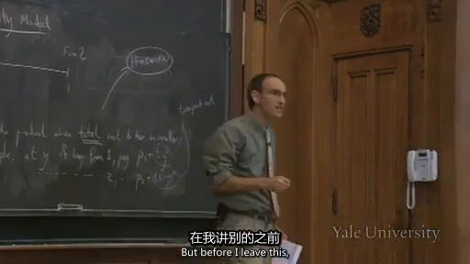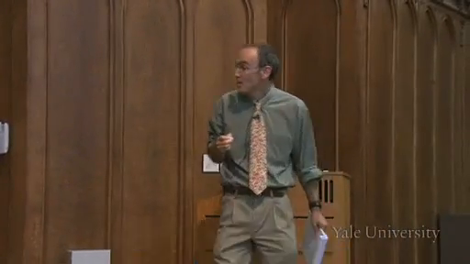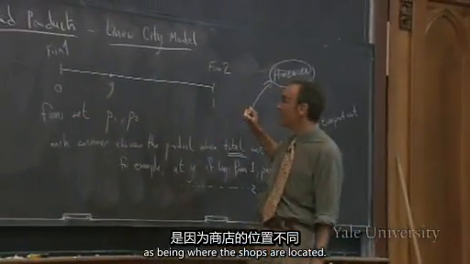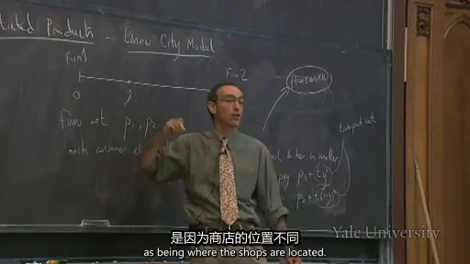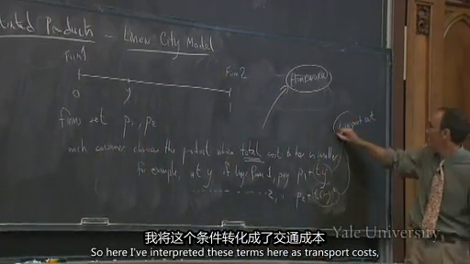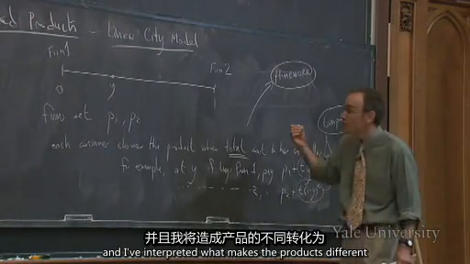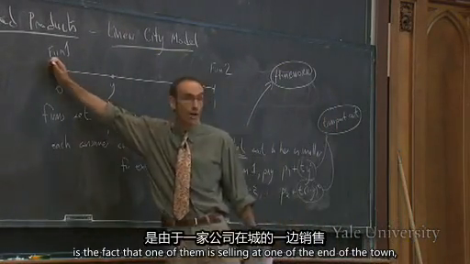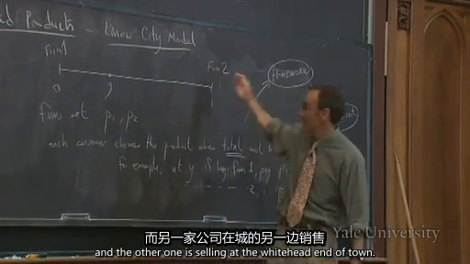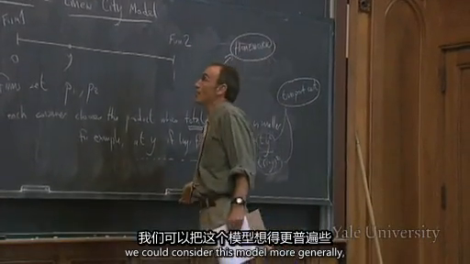But before I leave this, let me just point out that this is a little bit more general than it might appear. So here, I've treated what makes products different as being where the shops are located. Right? So here I've interpreted these terms as transport costs, and I've interpreted what makes the products different as the fact that one of them is selling at one end of the town, and the other one is selling at the right-hand end of town. All right? But actually, we could consider this model more generally.